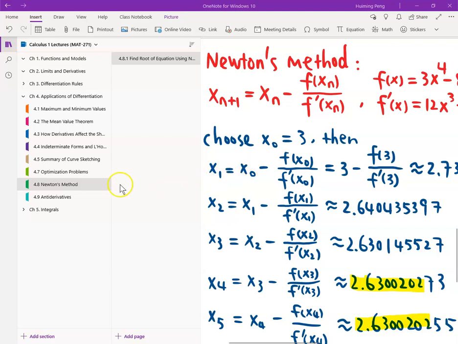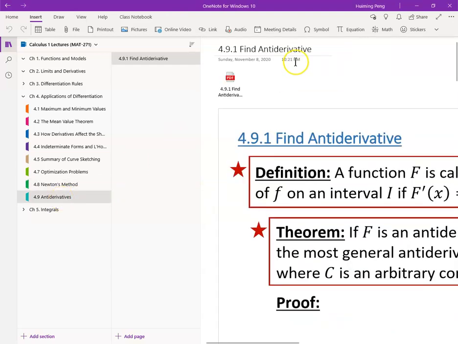In the next video, let's see, we are going to deal with the antiderivative, which is the inverse process of differentiation.